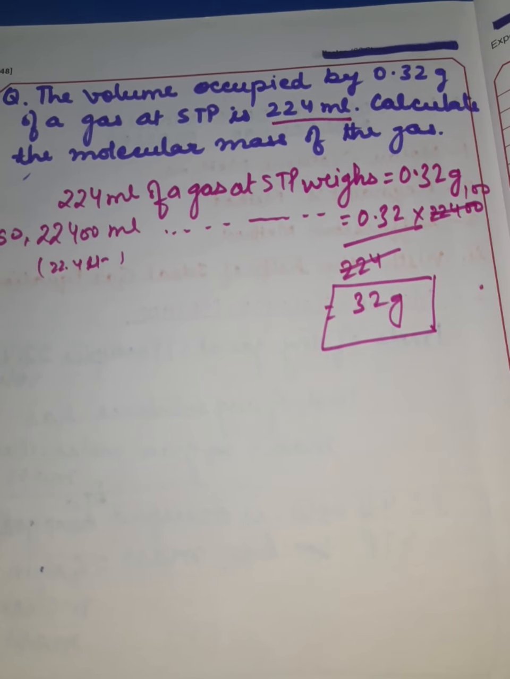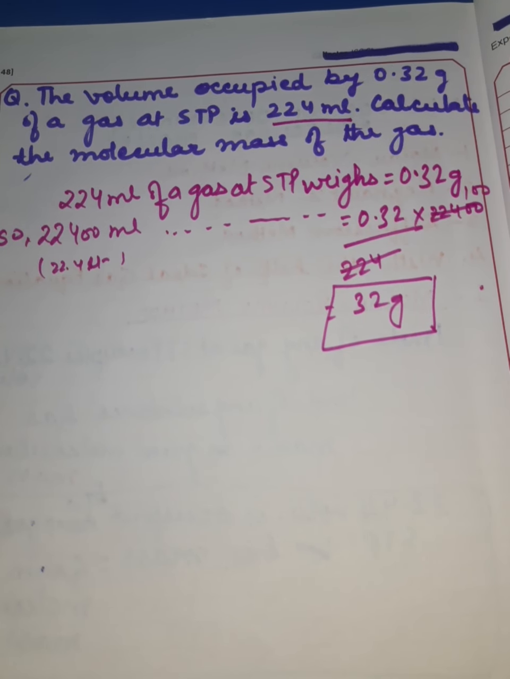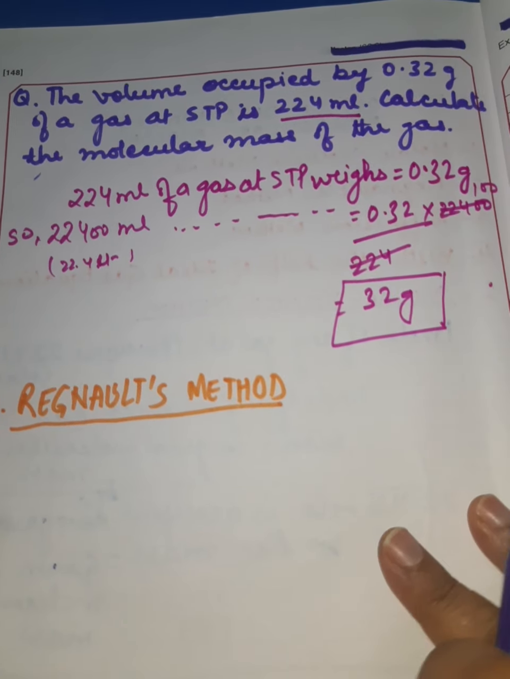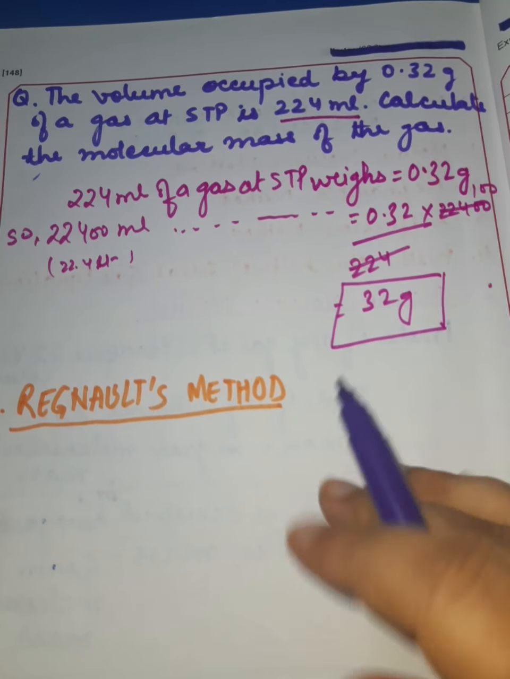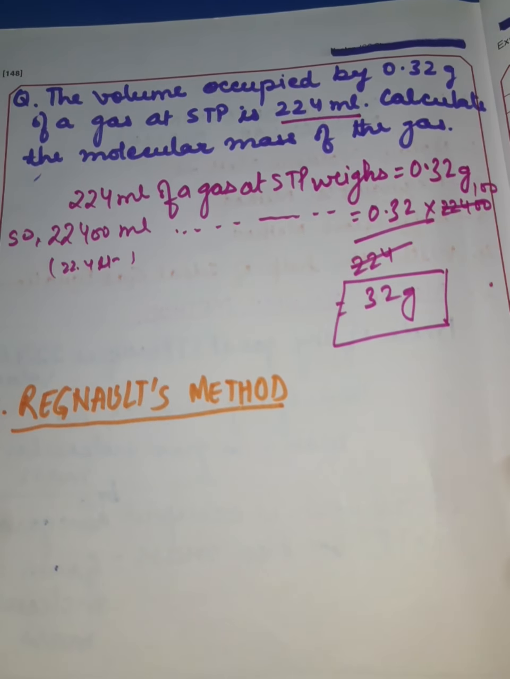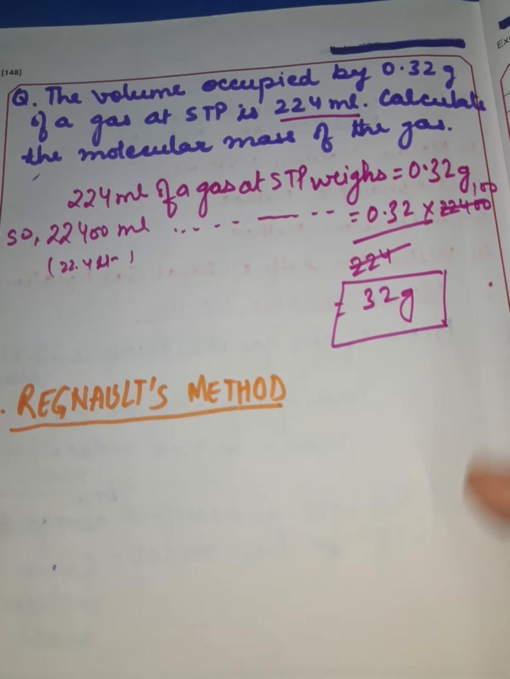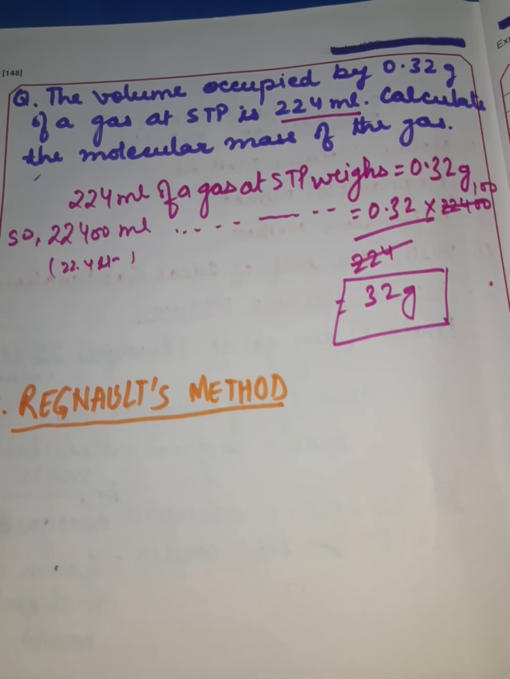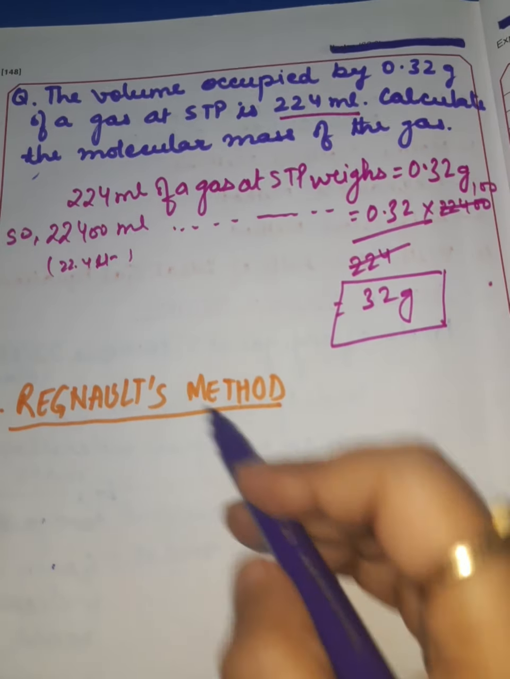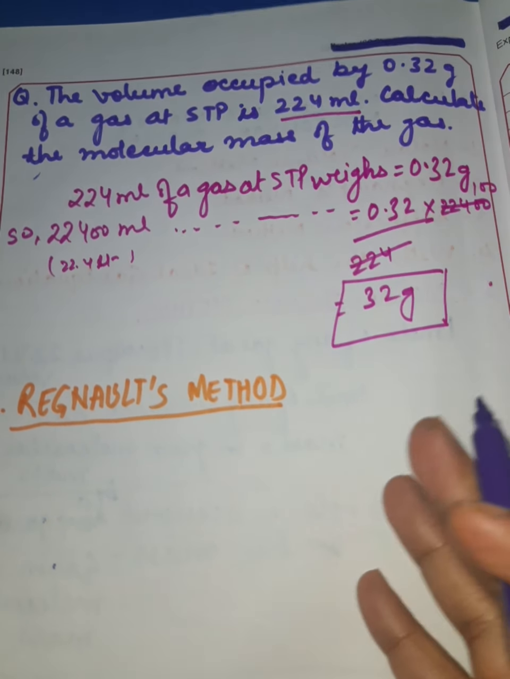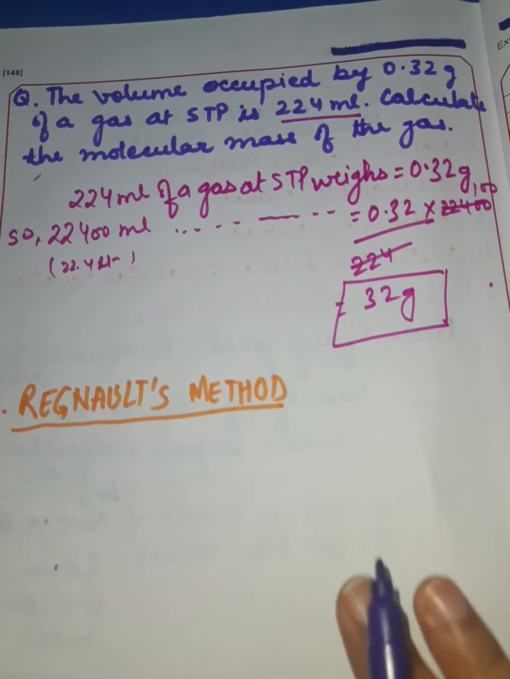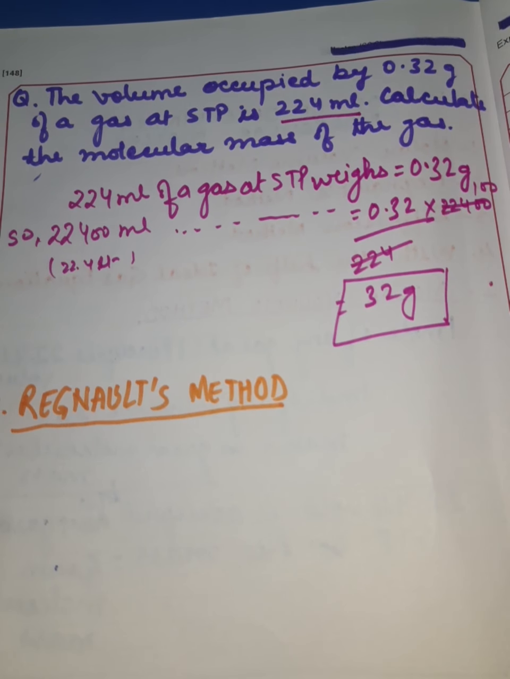Now let us move on to the second method. The second method is Reynolds method, and you are familiar with this method. You must be thinking how we are familiar with this method. So dear students, in class 10th, you were taught about a relationship of the molecular mass and vapor density. So this method is based on that relation of molecular mass and the vapor density of a substance.